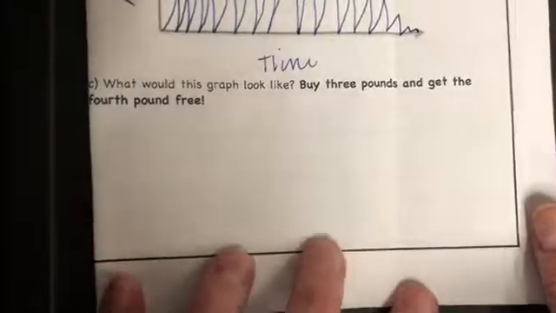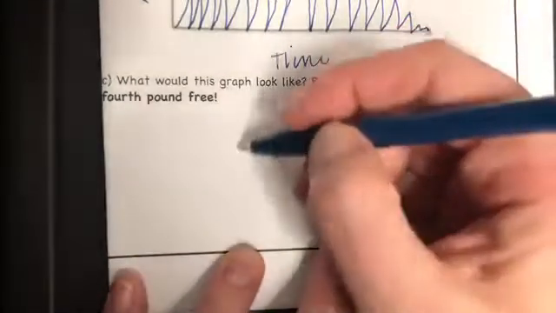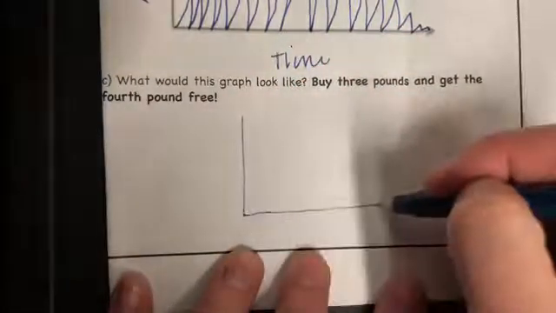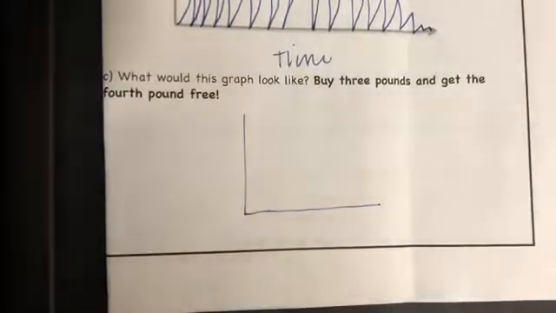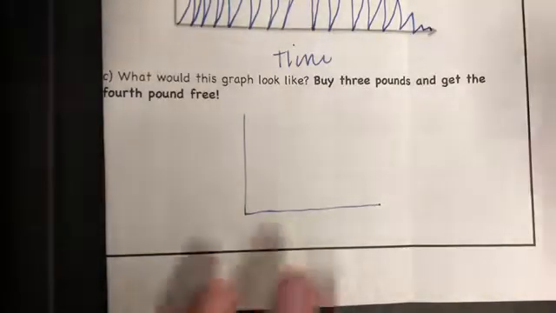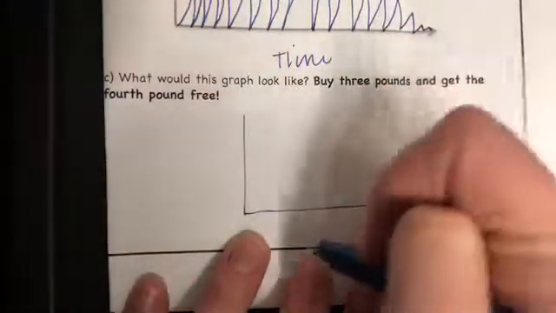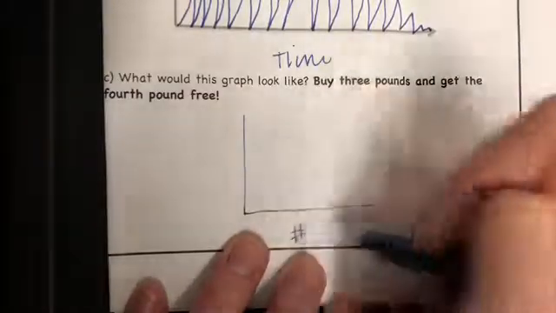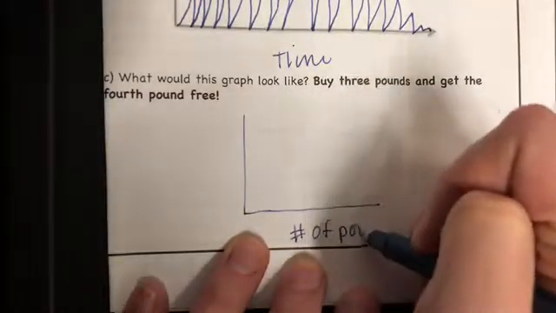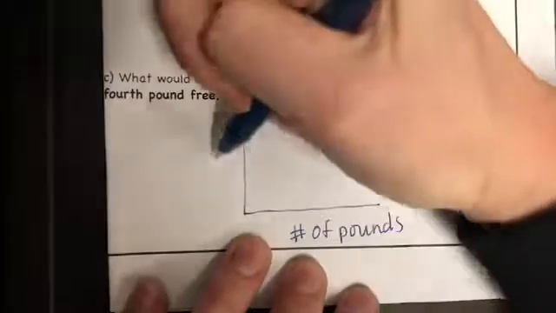What would a graph look like if we buy 3 pounds and get the 4th pound free? So let's draw our axes. What depends on what? Does the money depend on how many pounds we buy, or do our pounds depend on how much money we spend? Well, the cost of our bill is going to depend on how many pounds we buy. So number of pounds, and this is going to be cost.